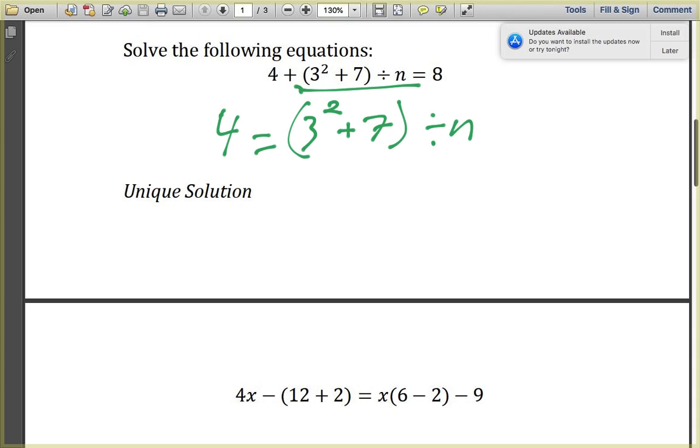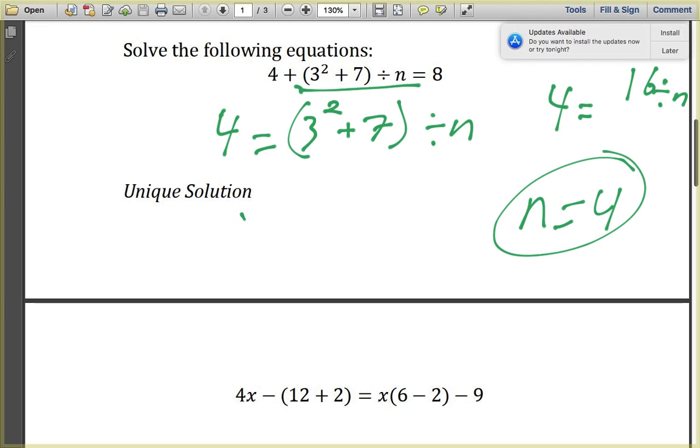Okay. Well, I'm going to figure out what this number is now. What's 3 squared plus 7? 3 squared is 9. 9 plus 7 would be 16. So then I can ask this question. 16 divided by what equals 4? Well, I hope you know that that is 4. That is called a unique solution. If you find only one working thing, it is a unique solution.